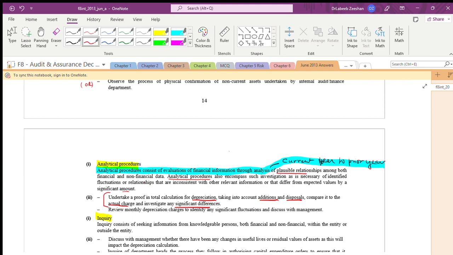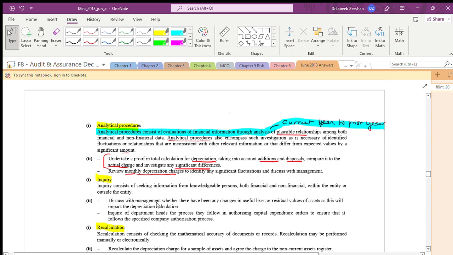What they are saying is review monthly depreciation charges. We have taken current year to prior year, and nobody will do monthly depreciation. So review yearly depreciation charges to identify any significant fluctuations and discuss with the management. You can put it like that. Next, inquiry. Inquiry means you are just putting pen to paper and asking. Inquiry means you are seeking information.